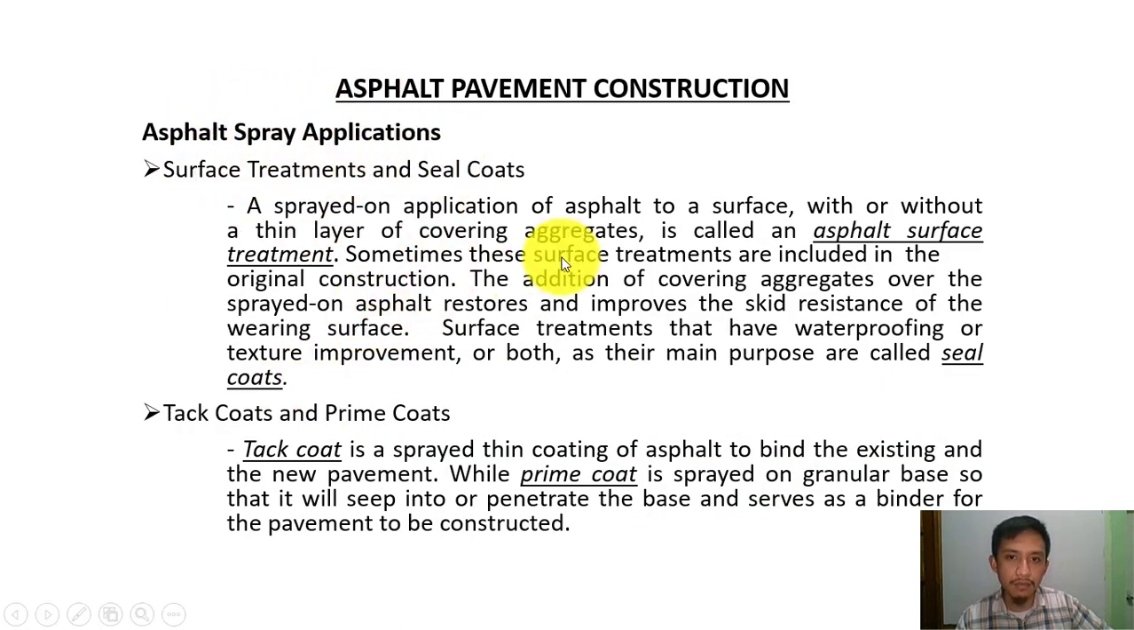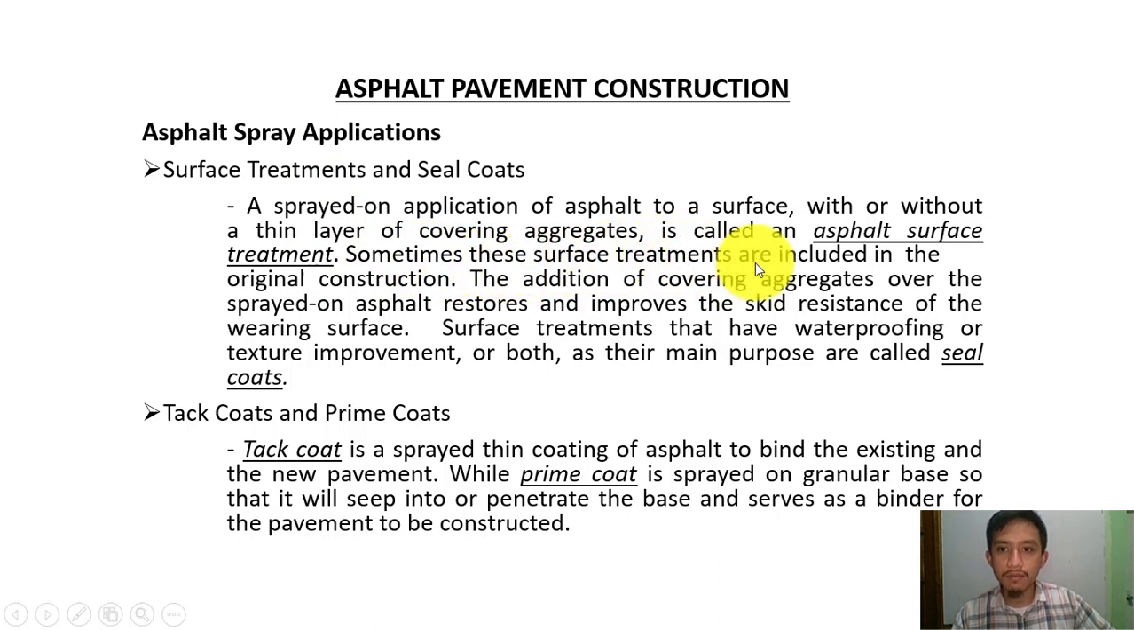So a surface treatment is a sprayed on application of asphalt with or without a thin layer of covering aggregates. The difference with the covering aggregate is that we just spread the aggregates, which will enhance the skid resistance of our sprayed on treatment. We call that one a surface treatment, an asphalt surface treatment.